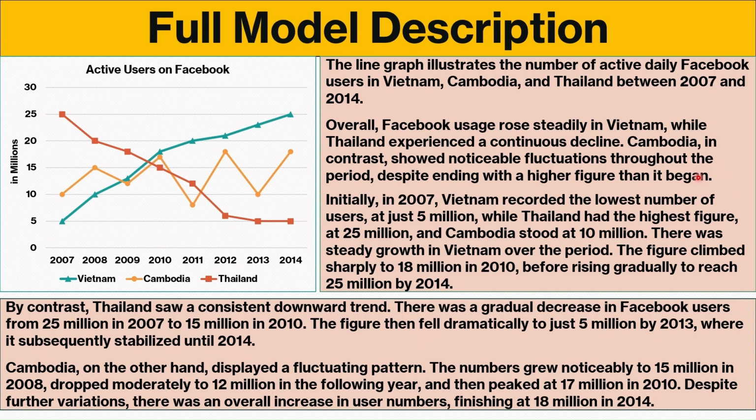Then, each body paragraph concentrates on one country, presenting the key information in a logical sequence. The first paragraph describes Vietnam's steady growth using a mix of structures. Next, Thailand is presented by contrast, which creates a smooth contrast with Vietnam. Again, we see variety in grammar and vocabulary. Finally, Cambodia is introduced with, on the other hand, highlighting its contrasting pattern.